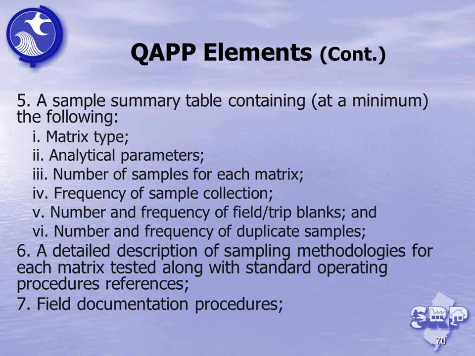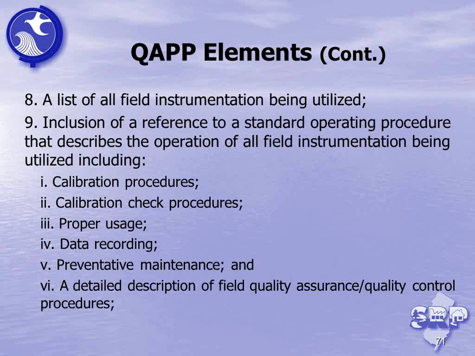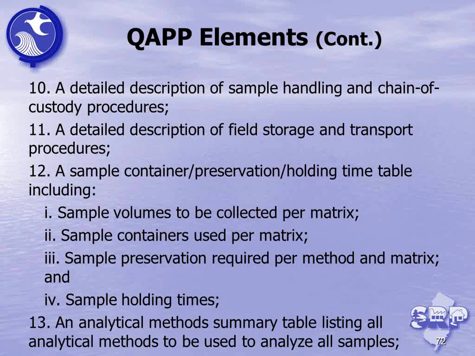A summary table containing the types of samples you're going to have. Sampling methodologies. Well, that's really RI work plan kind of stuff. There's overlap here. Field instrumentation being used. What are your standard operating procedures with respect to field instruments? So, I'll go through all these. Sample preservation and holding time table. What are your holding times going to be? What are the preservations going to be? Some of those things are the typical things you see in most QAPPs.